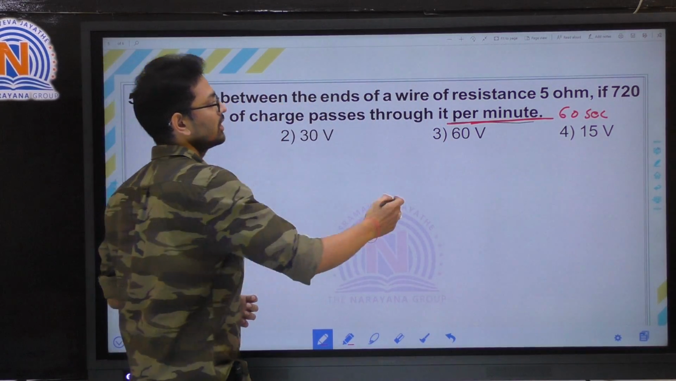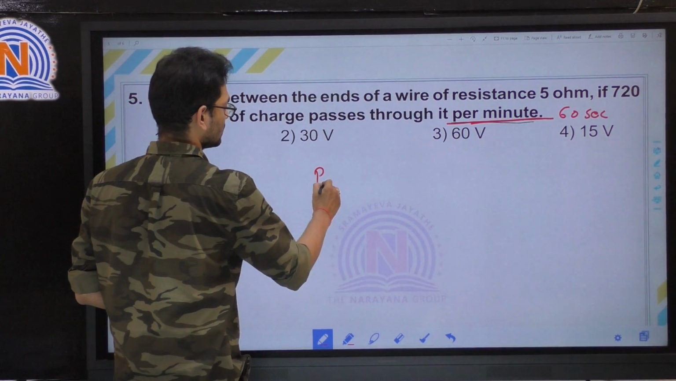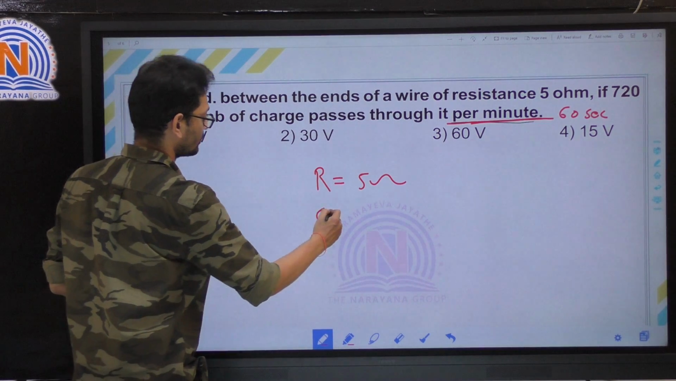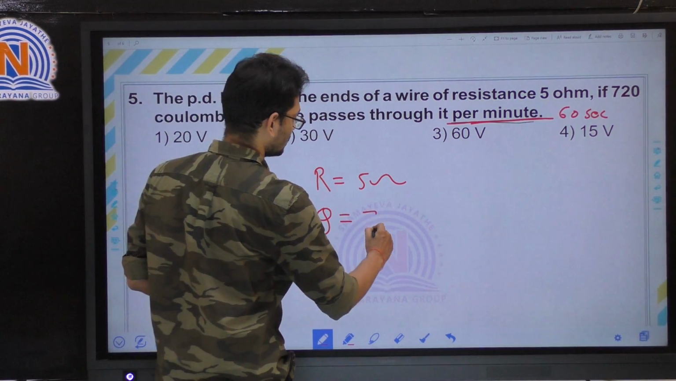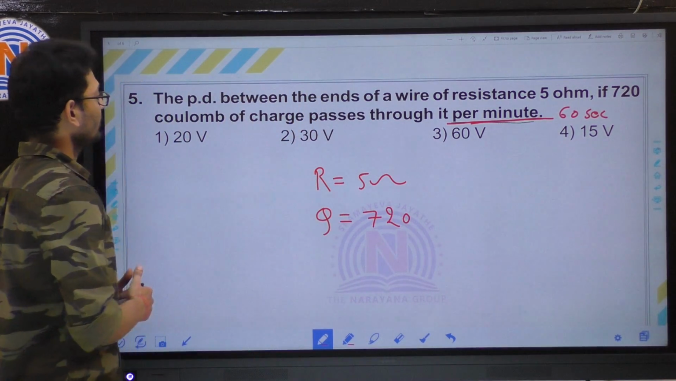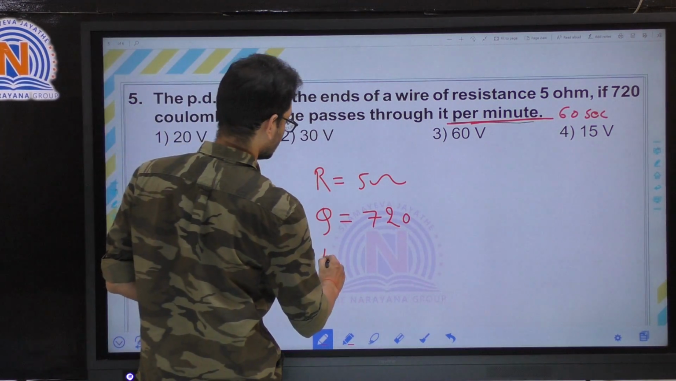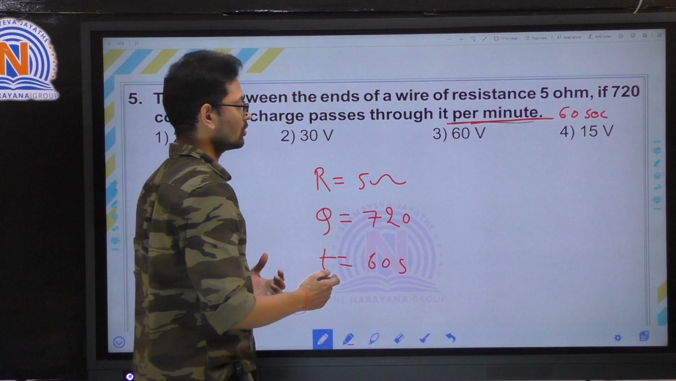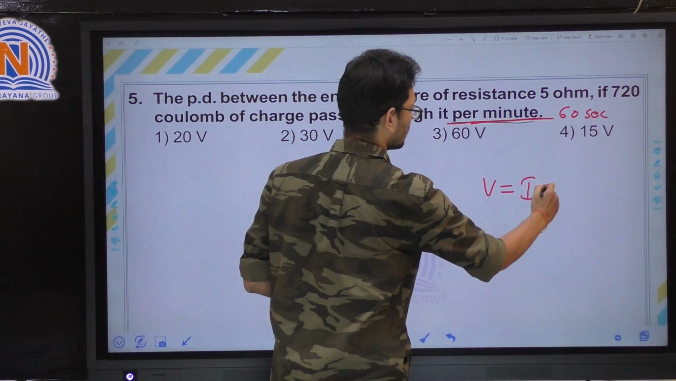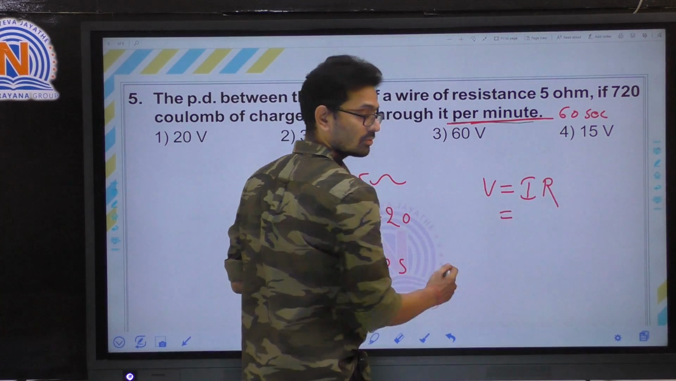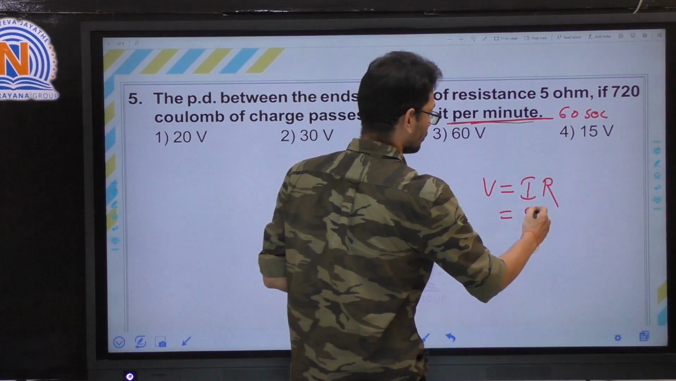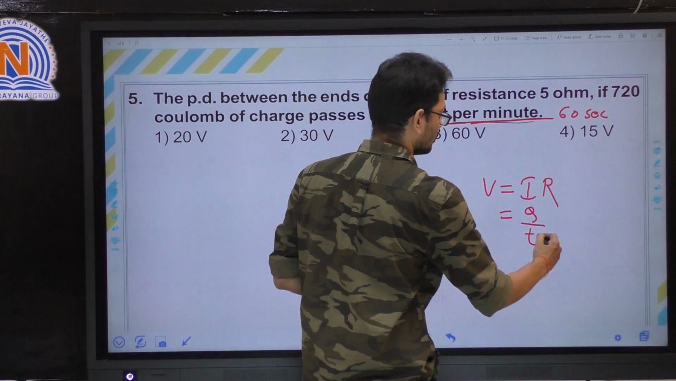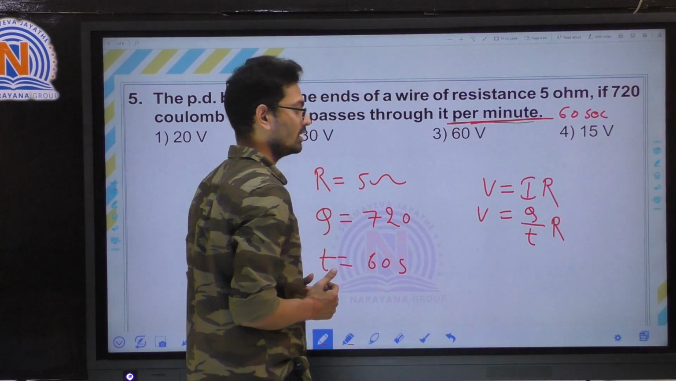Now in SI units, ohm is the resistance. So here resistance is given as 5 ohms and the quantity of charge is given as 720. Next the time is given as 60 seconds. Now let us try to apply Ohm's law, V equals IR. I is nothing but Q, the amount of charge per unit time, so Q by T into R. So V equals Q by T into R.